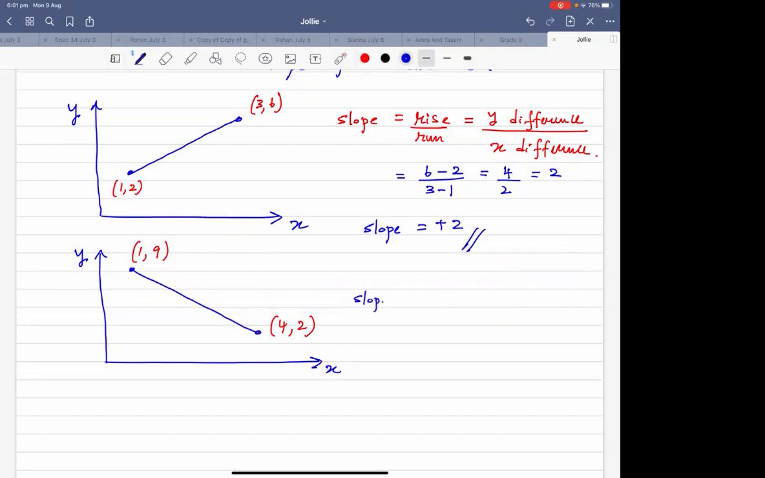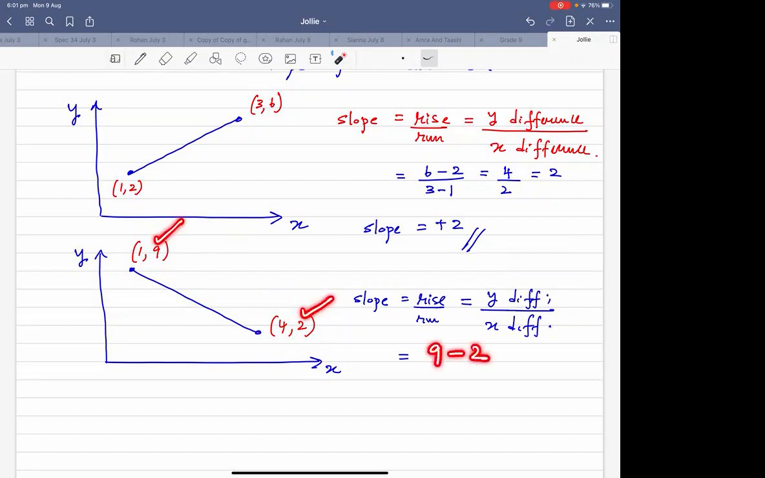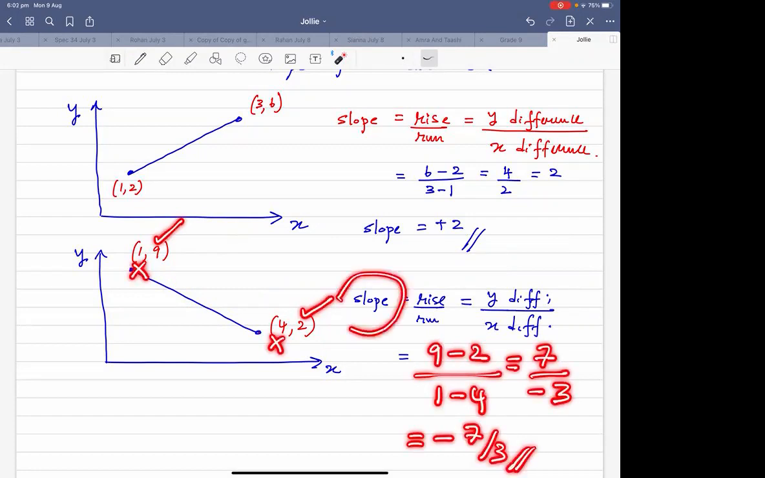So now we'll do the calculation. Slope is again rise over run. So rise would be again the y difference divided by the x difference. So the y difference would be, you take this y value here and minus this y value. That would be 9 minus 2 divided by, then you take this x value here and minus this x value. So 1 minus 4. 9 minus 2 is 7. 1 minus 4 is minus 3. So the answer should be minus 7 divided by 3. Now you can see the slope is a negative value and it makes sense.